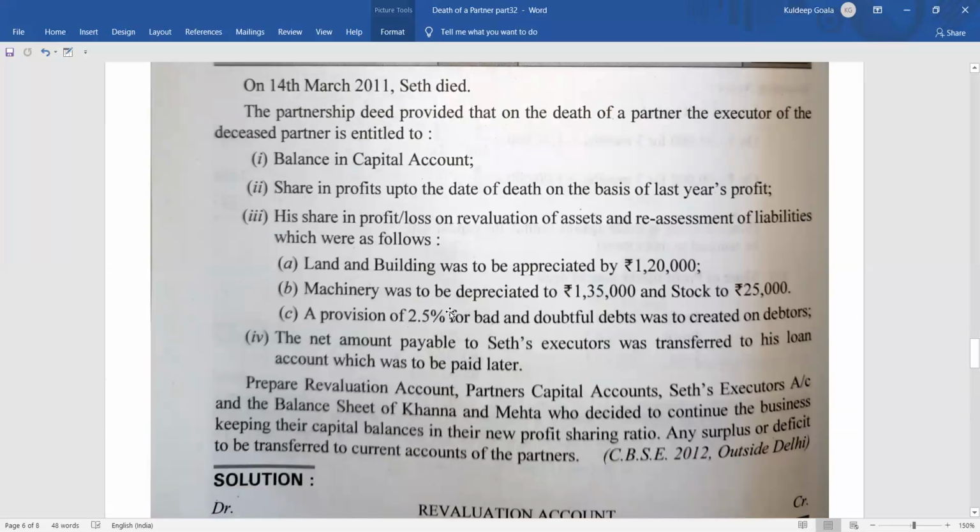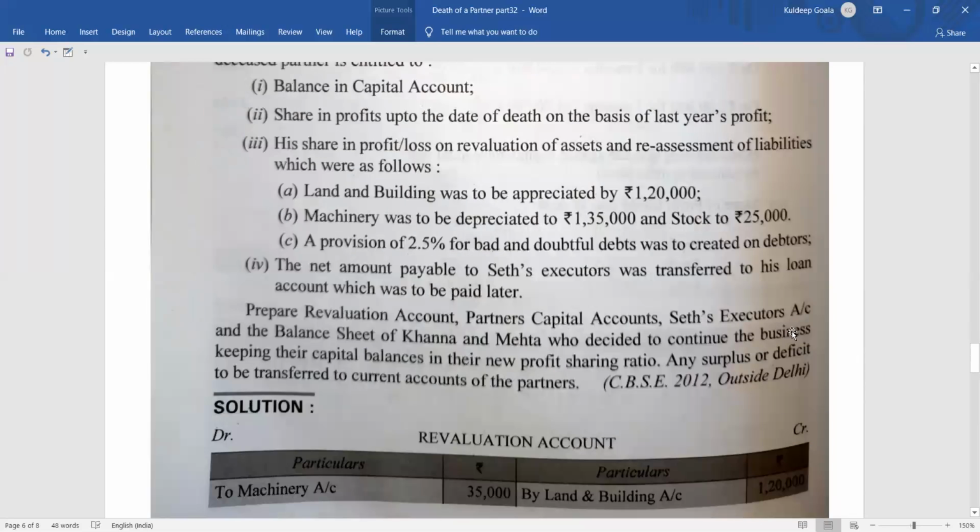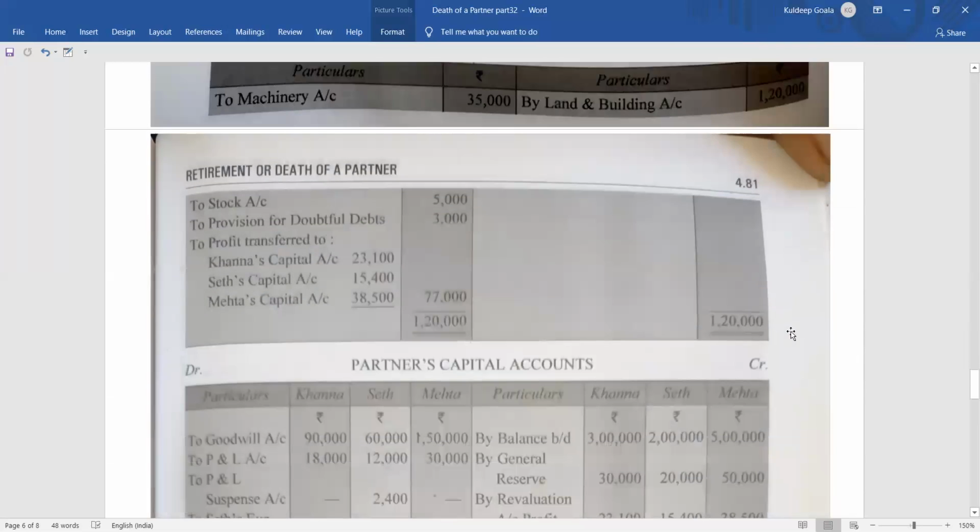Then a provision of 2.5% for bad and doubtful debts was to be created on debtors. As I already told you the calculation, it is 3,000. So it will come on the debit side, to provision for doubtful debts, 3,000, right?